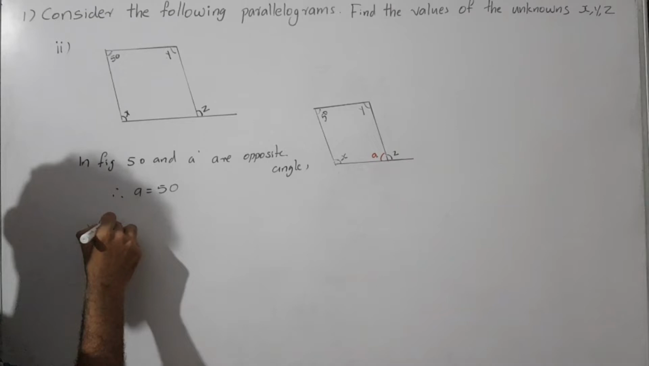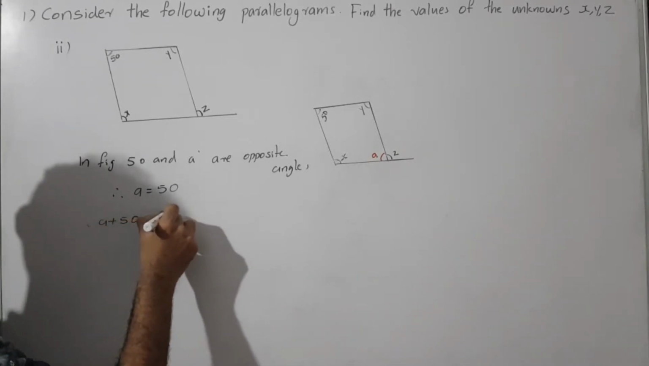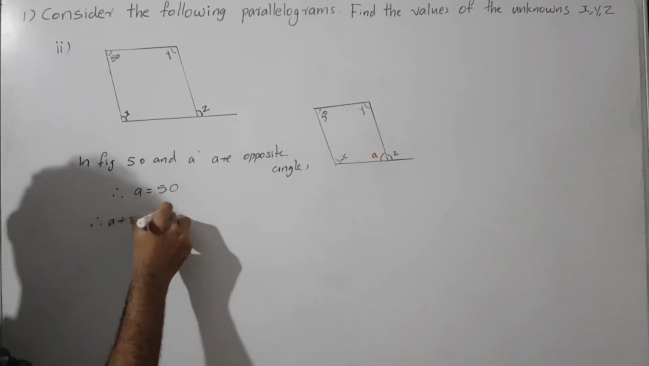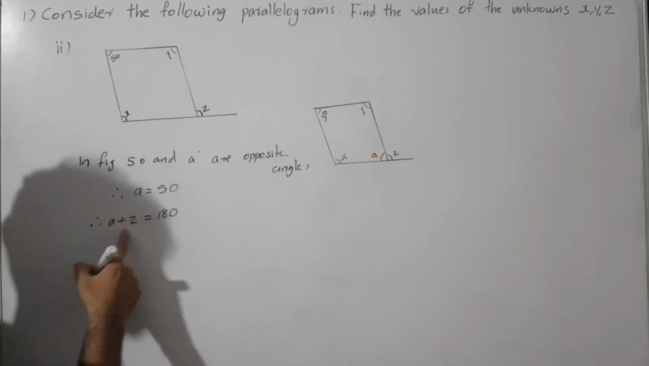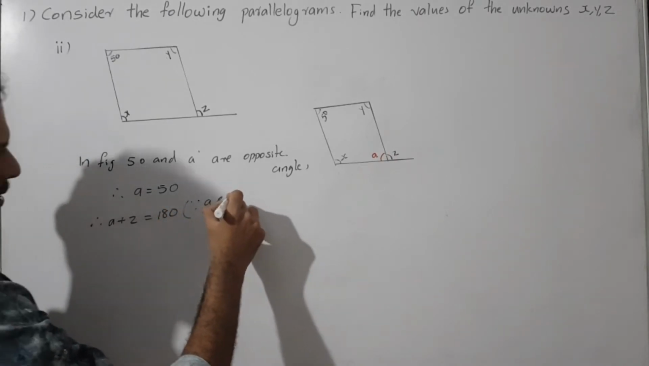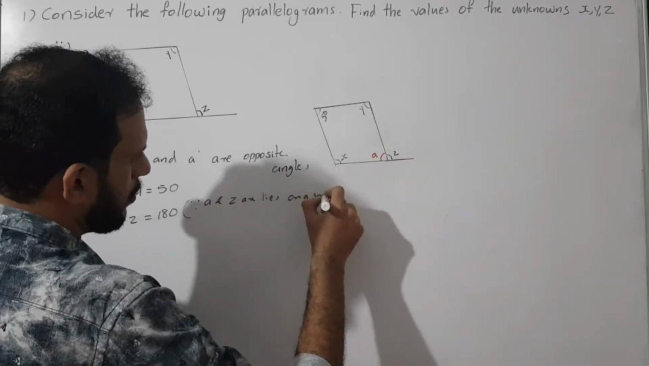Therefore A plus 50 is equal to 180. Therefore A plus Z is equal to 180. What is the relation of this? Since A and Z are on the same vertex.